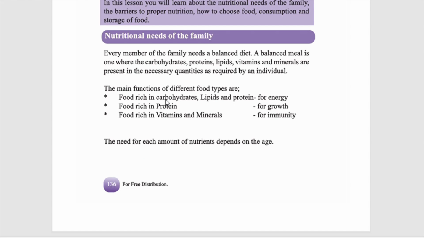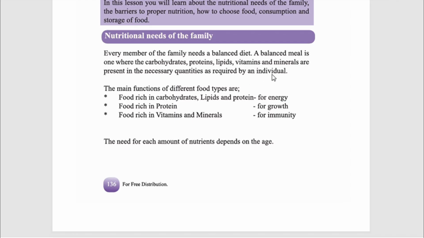Now if we talk about the nutritional needs of the family, every member of the family needs to get a balanced diet. Just think about 5 members in the family, there can be infants, middle-aged people and elderly people. Everyone should get a balanced diet. A balanced meal is one where carbohydrates, proteins, lipids, vitamins and minerals are present in the necessary quantities as required by an individual.